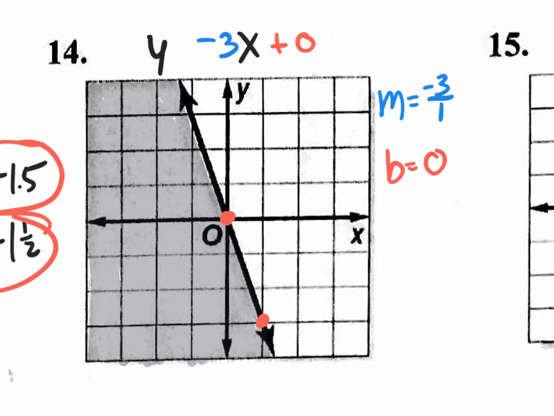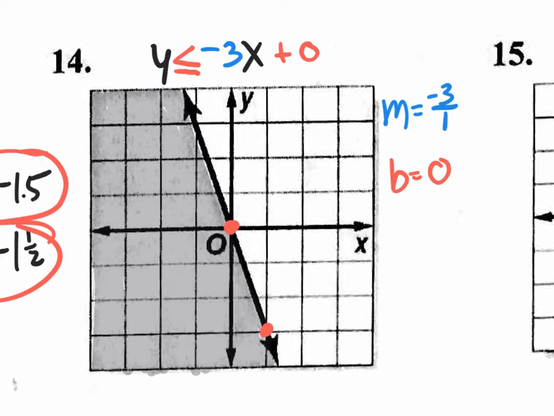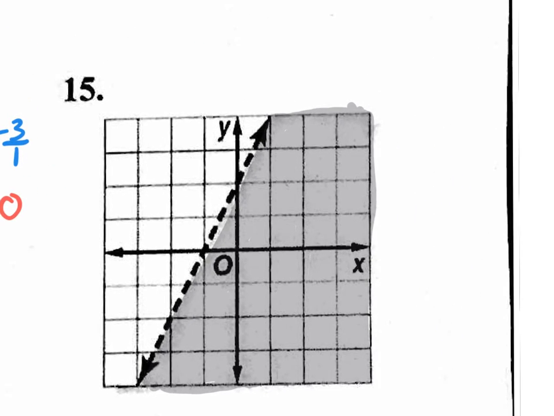So if it's below, what kind of inequality will I have? Below. Less than or equal to, because it is solid. If it were above the line, then it would be greater than or equal to, because it's solid. So all you really need, if you're taking the final, this is what you're going to see. You're not going to see the plus 0, but you are going to see y is less than or equal to negative 3x. Let's try number 15 here.